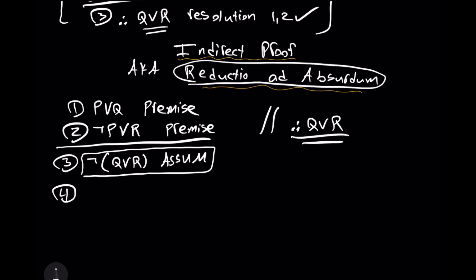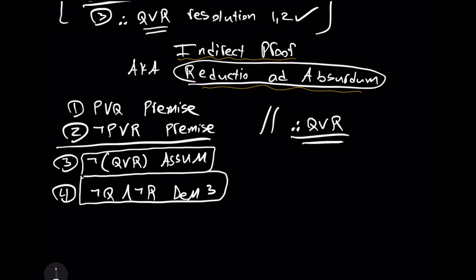Well, let's work on that assumption. And the first thing that jumps to my mind is to use De Morgan's rule. So we can get not Q and not R by De Morgan. And this is on line 3. Still under quarantine based on that assumption.